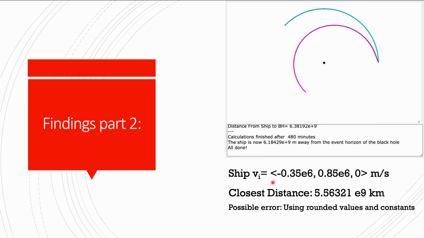For the initial velocity, we got negative 0.35 e to the 6, comma 0.85 e to the 6, comma 0. And we got 5.56321 e to the 9 kilometers at the closest point. And again, there was some possible error using rounded values and constants and carrying that black hole mass over into this GlowScript.